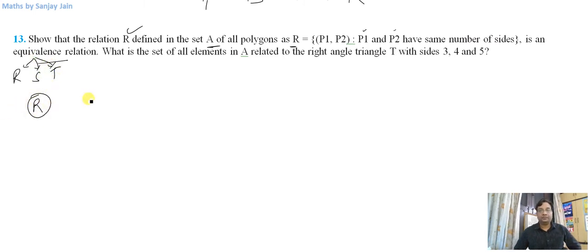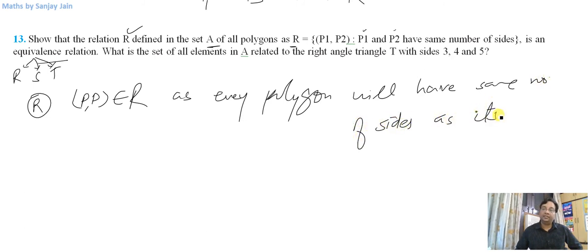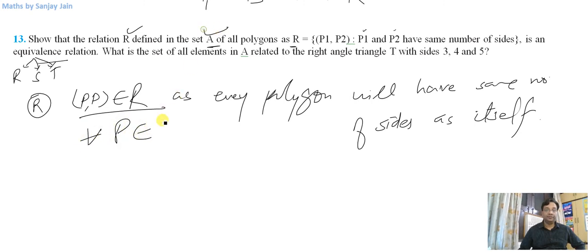So for reflexive, I can say that P comma P belongs to this relation R as every polygon will have the same number of sides as itself. I think we have done enough questions to do this question very fast. So P, P belongs to R for all P belonging to the set A. Hence it is reflexive.